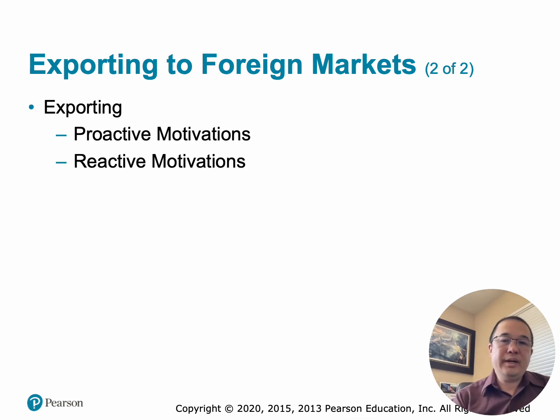This slide explains why companies decide to export, focusing on two categories of motivations. Proactive motivations. The company actively seeks international opportunities. Reactive motivations. The company responds to external pressures or circumstances. So number one, proactive motivations. These are strategic, opportunity-driven reasons for entering foreign markets. The company chooses to export because it sees potential benefits. There are several common proactive motivations.